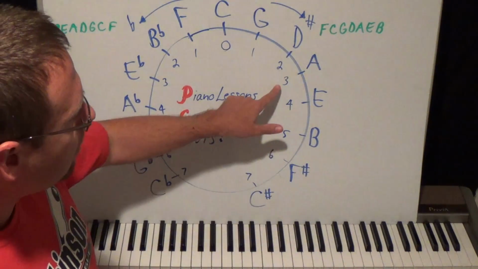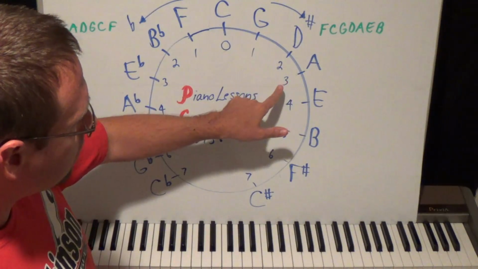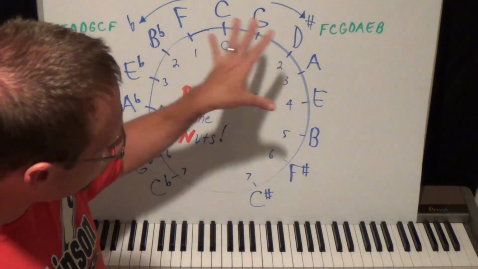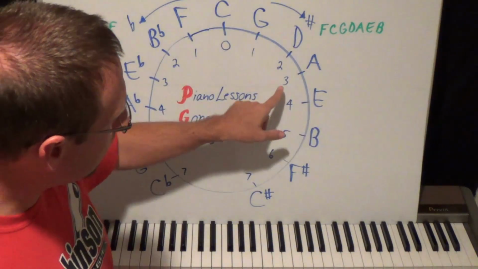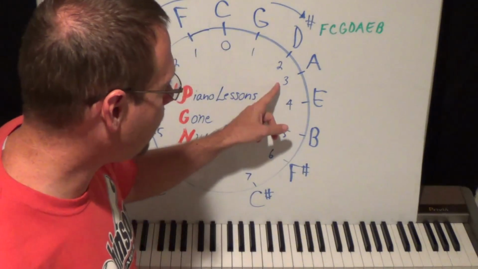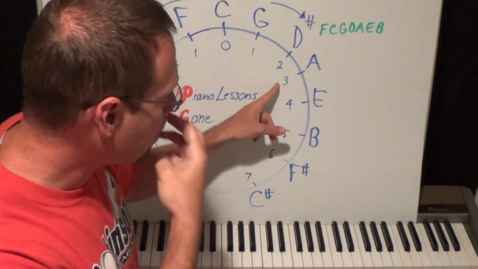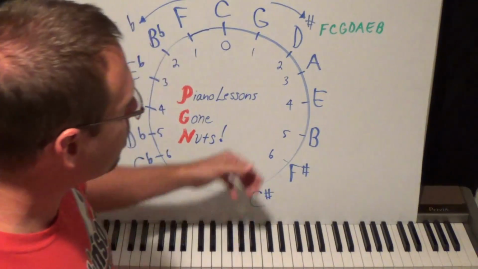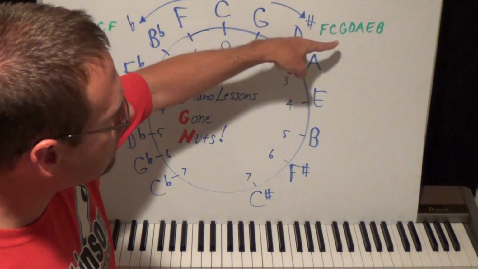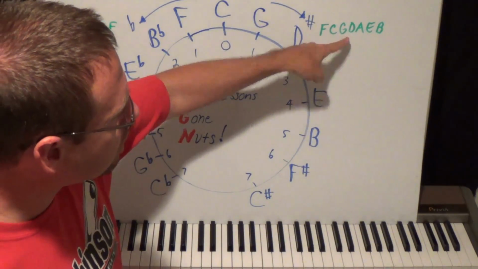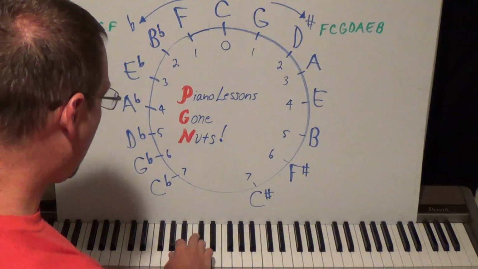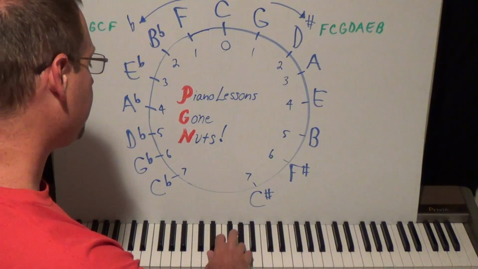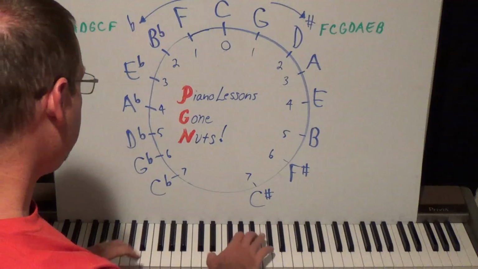So, let me ask you this. In the key of A, it's not a trick question. The answers are all right here. In the key of A, how many sharps are there? 3. Okay, there's 3. What are they? Well, you always have F sharp, you always have C sharp, and then you always have G sharp is the third one. So those are the 3 sharps. Okay?